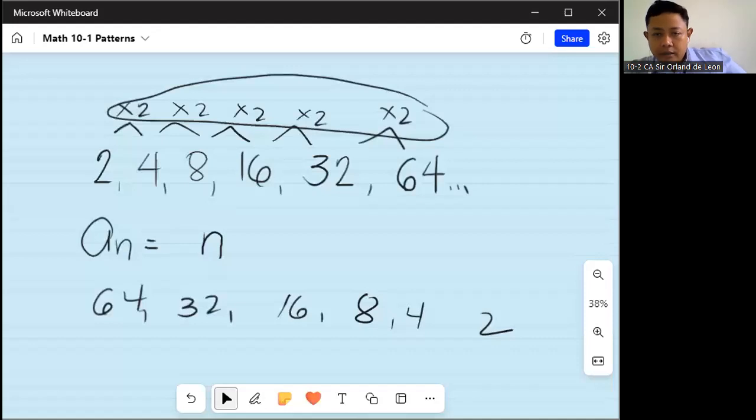Ay, wala po atang klase kasi half day lang. Oh, that's sad. So sad. Okay, so then we will just have it on Monday.